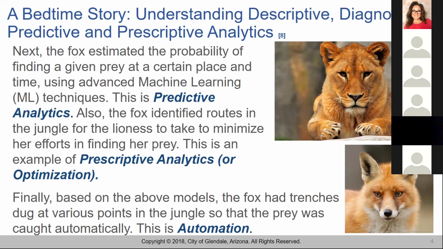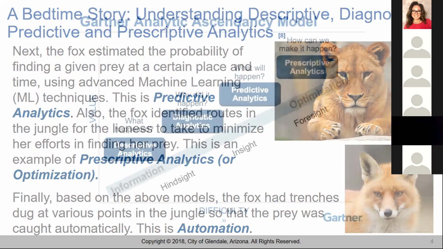Then the fox identified all the routes in the jungle for the lioness to take. It would take the minimal effort for her to find the prey, in other words, the shortest path to get to that prey. And that's referred to as prescriptive analytics or optimization. Finally, based on all these models, the fox had trenches dug at various points in the jungle so that the prey would just come along and fall in these trenches and be caught automatically. This is referred to as automation.